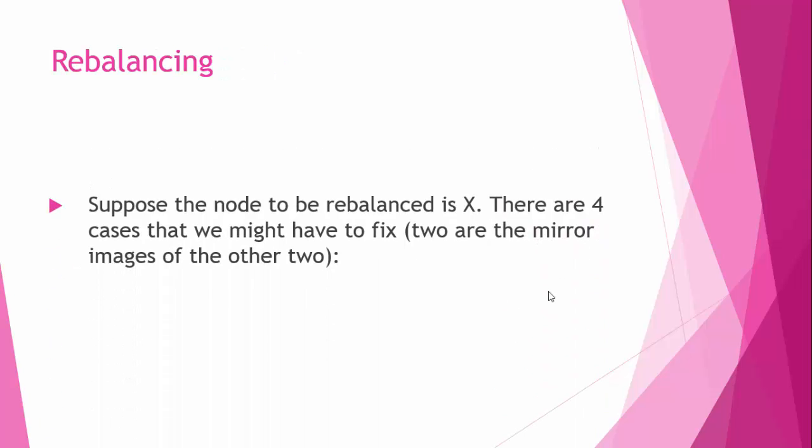What do you mean by rebalancing? Suppose the node to be rebalanced is x. There are 4 cases that we might have to fix. 2 are the mirror images of the other 2. So actually we have only 2.